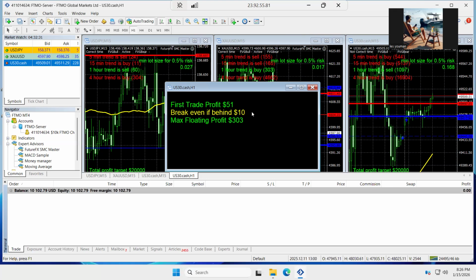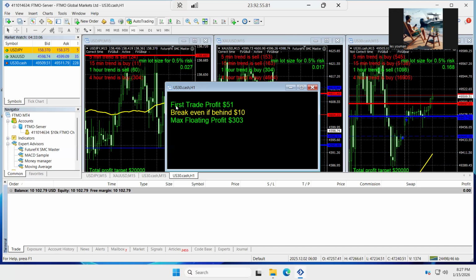If your account gets behind for the day, this is going to change to green, meaning the break-even mode is activated and it's going to be looking to break even plus $10. So at the moment, because it's the start of the trading day, we're still going to close out that first trade at 0.5% profit. So if any individual trade, it doesn't matter if we had 5 trades open, the first one to reach $51 profit is going to get closed out and we're going to lock in that 0.5% profit for the day.